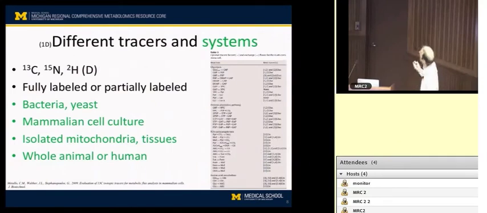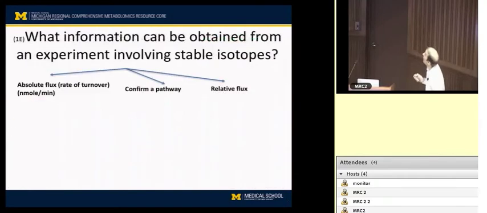And so there's a lot of different potential pathways, a lot of different potential tracers you can use. We'll talk a little bit more about that in a minute. Okay, what information can you get from an experiment involving stable isotopomics, stable isotopes? So there's three basic classes of information that I wrote down here.